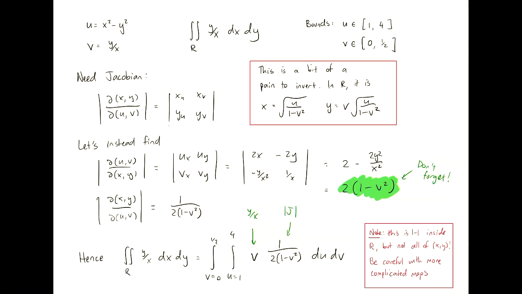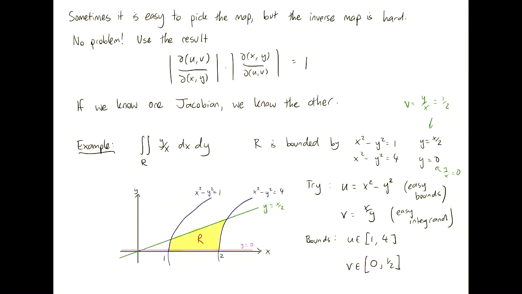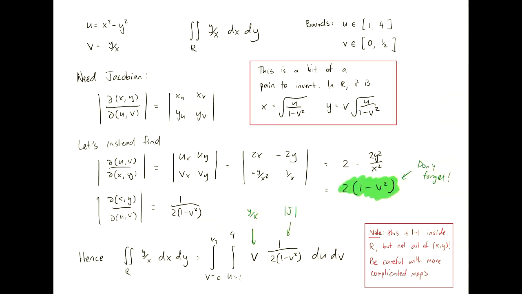Good. This is a one-to-one map within our domain. However, we chose our domain carefully to ensure that would happen. This is not a one-to-one map everywhere in R2. So just be a bit careful, make sure your map is one-to-one. All right.